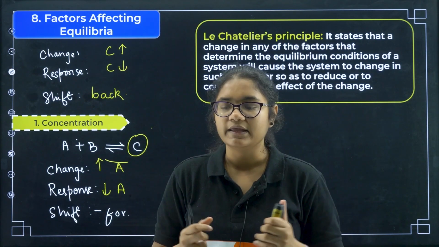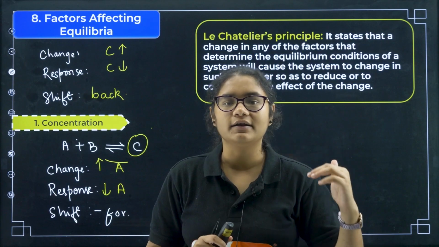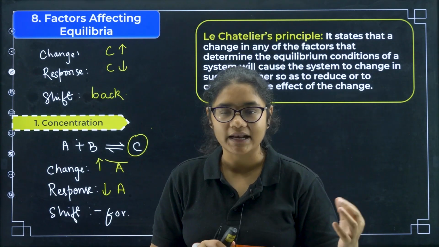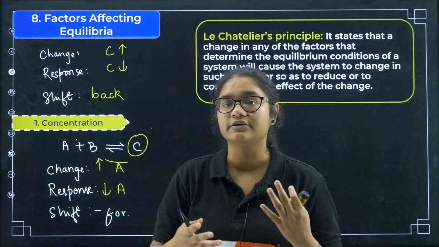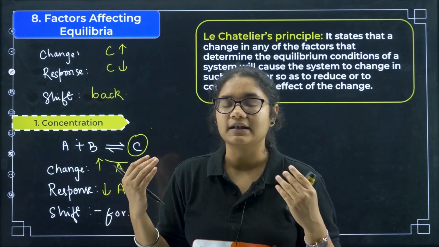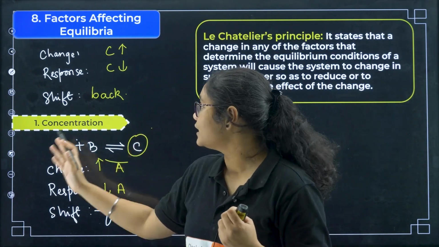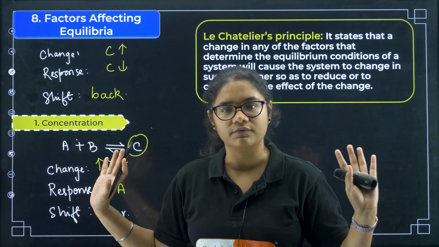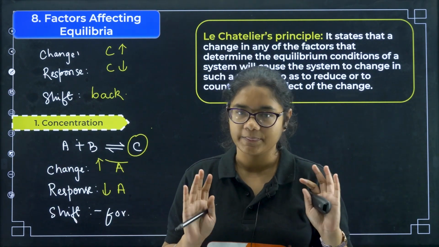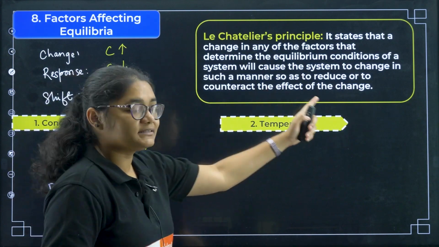So what is the thing? If you are increasing the concentration of the reactant, the reaction goes in forward direction, and if you increase the concentration of the product, the reaction goes in the backward direction. I'll give you the summary of that, but you should not remember it, you should try to understand it. Clear? Next we will go to the next factor, that is temperature.